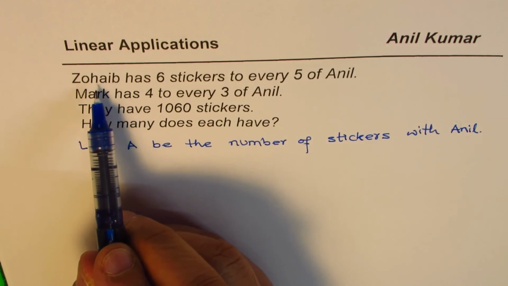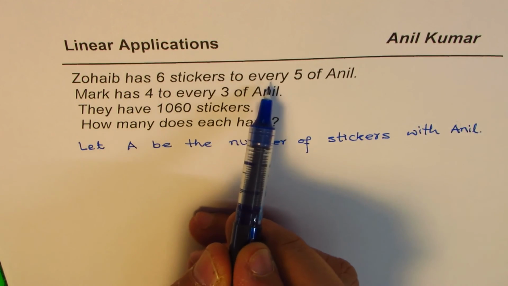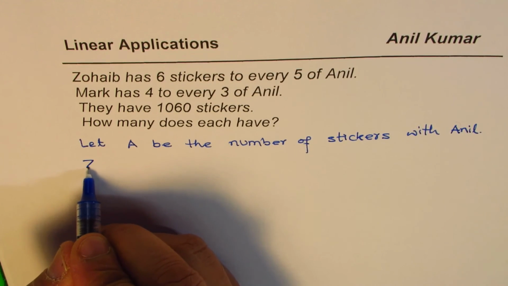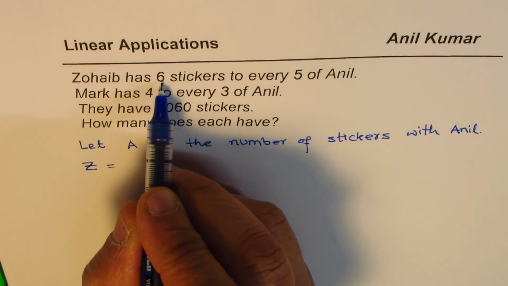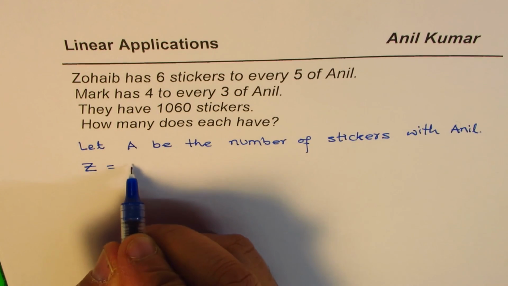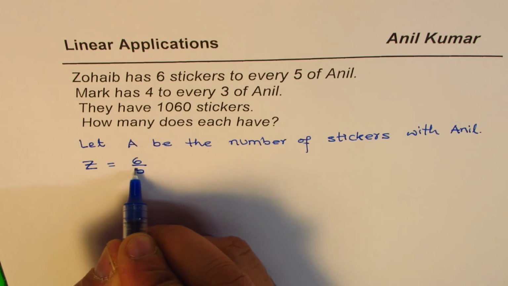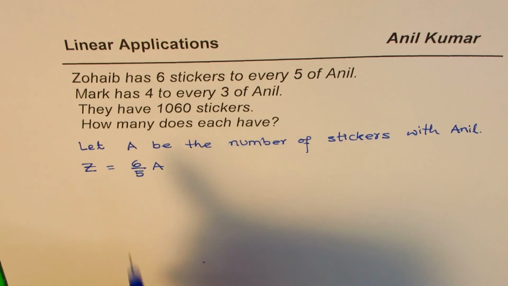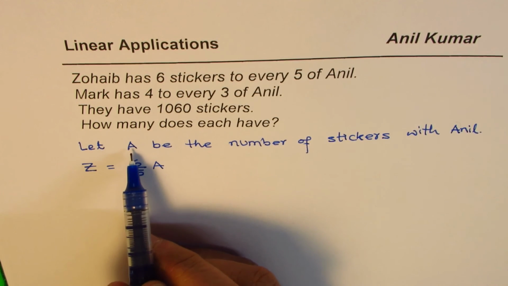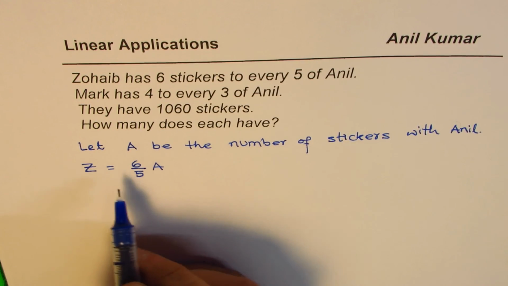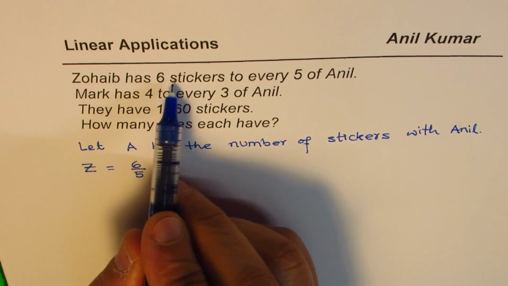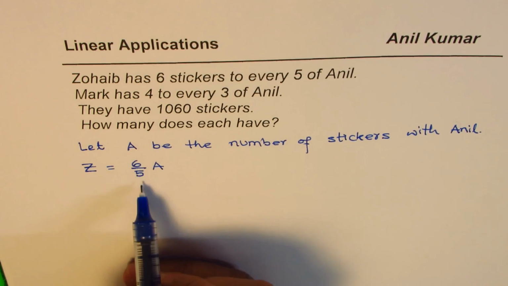The first one here is Zohaib has 6 stickers to every 5 of Anil. So how many does Zohaib have? We'll define variables with the first name. Zohaib has 6 stickers for every 5 of Anil. That means 6 over 5 of A. Do you see that? That is how you translate this statement into an equation. I should say actually let A be the number of stickers with Anil, Z with Zohaib, and M with Mark. I'm not writing all that, but I think you get the sense of it. So we get this kind of fraction.